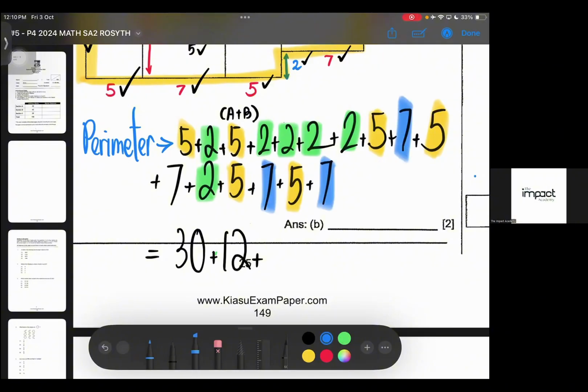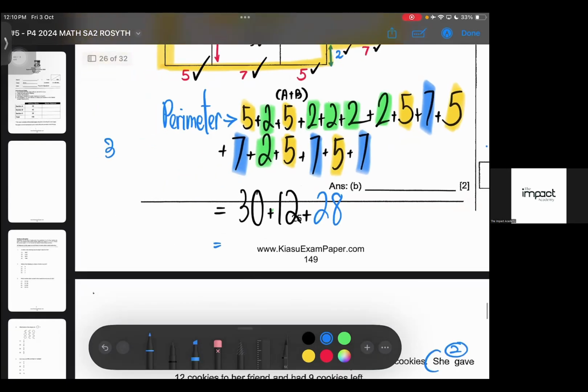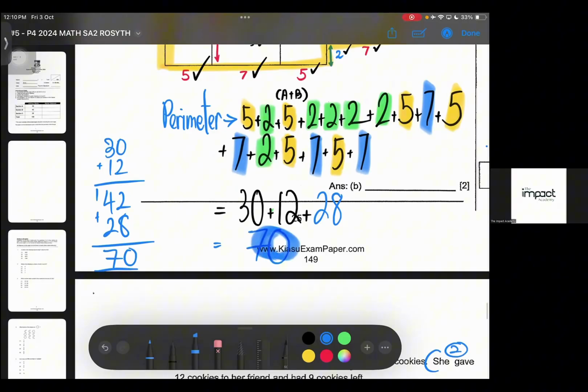7. How many is 7? Is that 1, 2, 3, 4, right? So 28. True? Let's see, 30 plus 12 is how much? 42. 42 plus 28 is going to be 70. Understand or don't understand? Alright, so therefore your answer in this situation, as you can see over here, is 70. Agree or disagree? Alright, and that's how you would do a question like this.